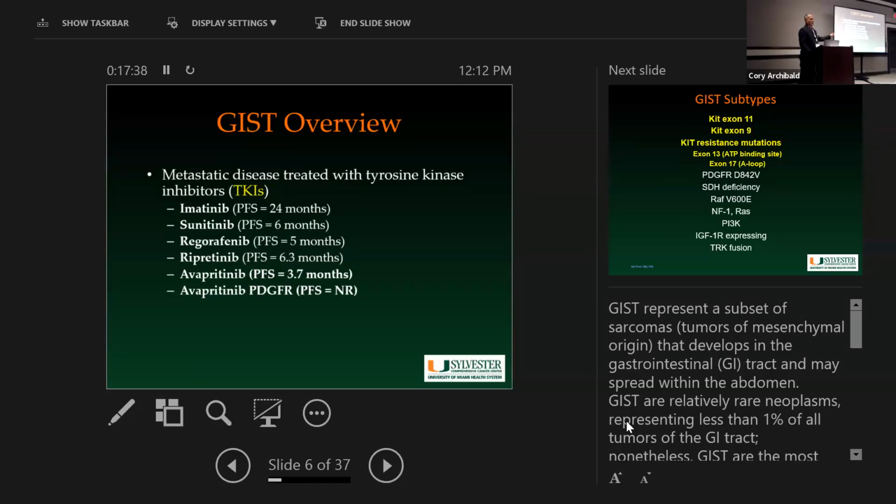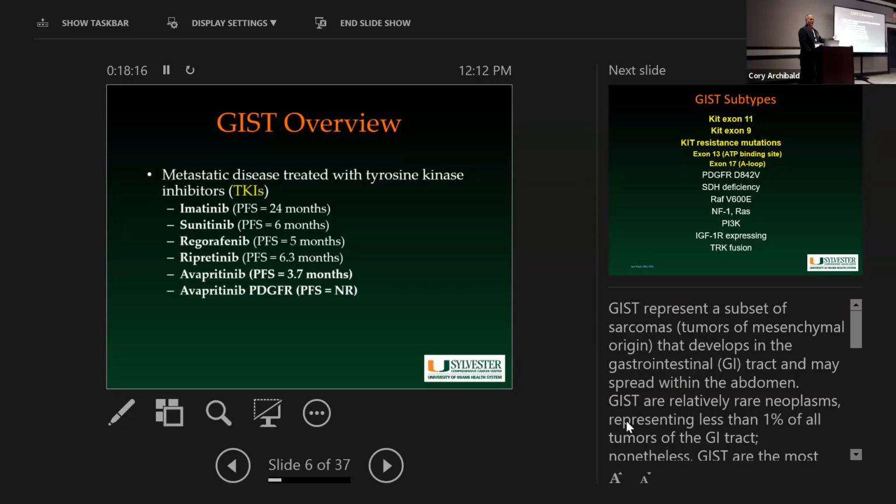I'm showing some numbers up here for PFS, which is basically an average amount of time patients are on the study drug, where about half of patients are on that long, meaning half the patients are on it longer. We know with imatinib in the metastatic setting, 24 months is the median. But we GIST clinicians have patients in our clinics that have been on imatinib for 20-plus years. So it can be very, very effective in some patients with metastatic GIST.